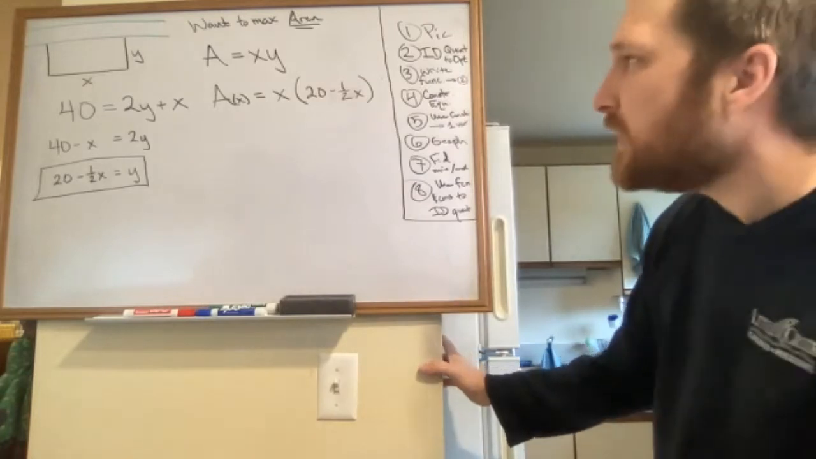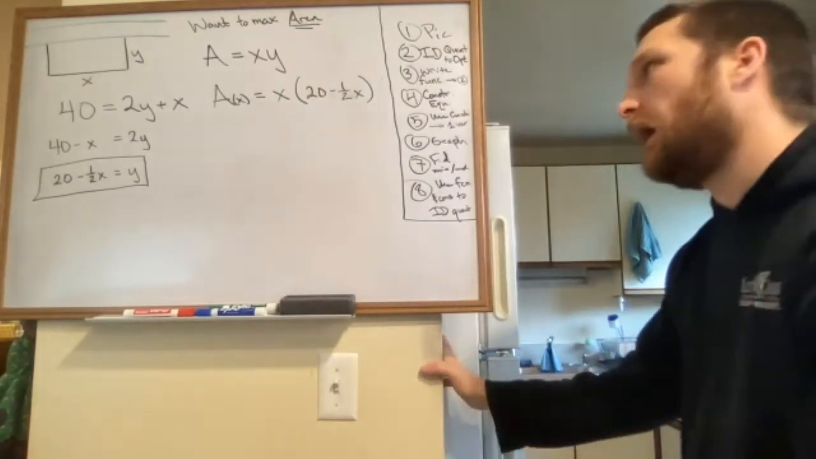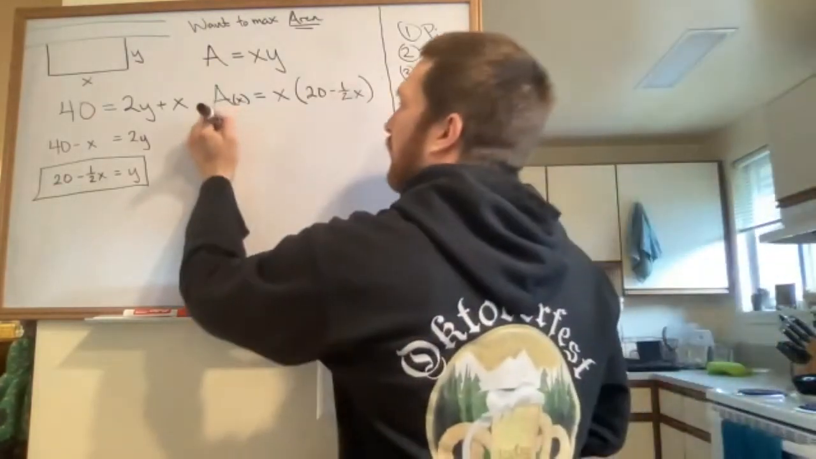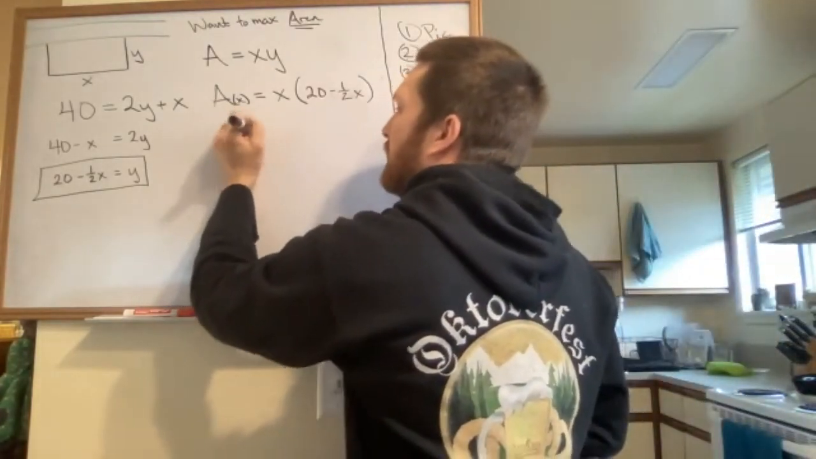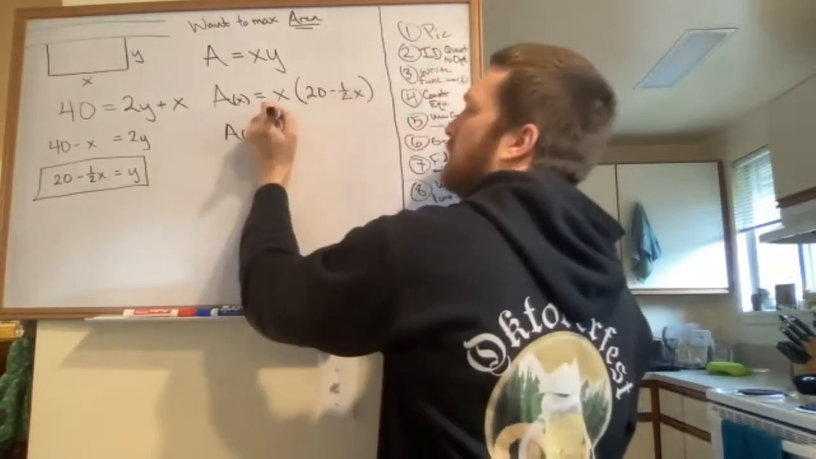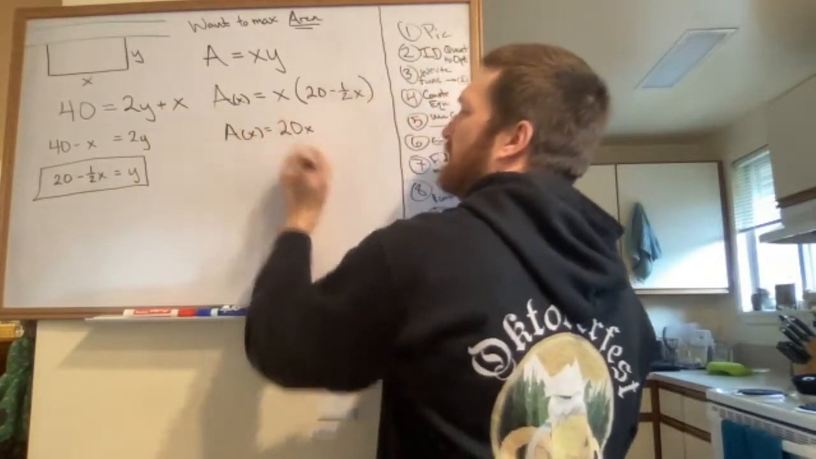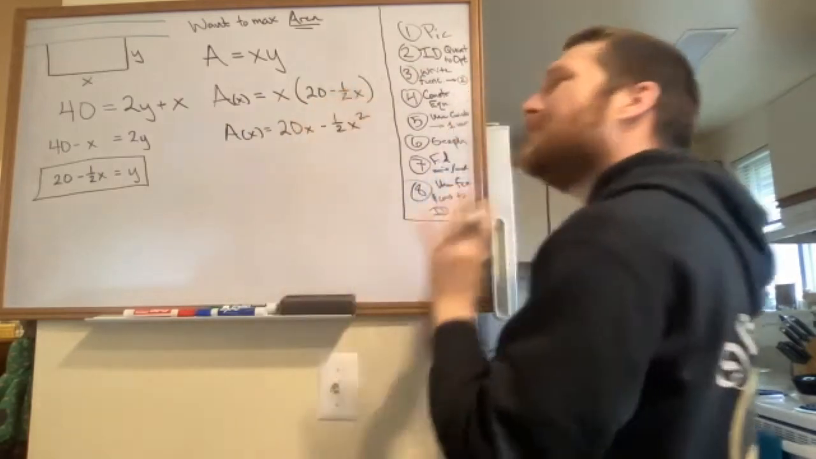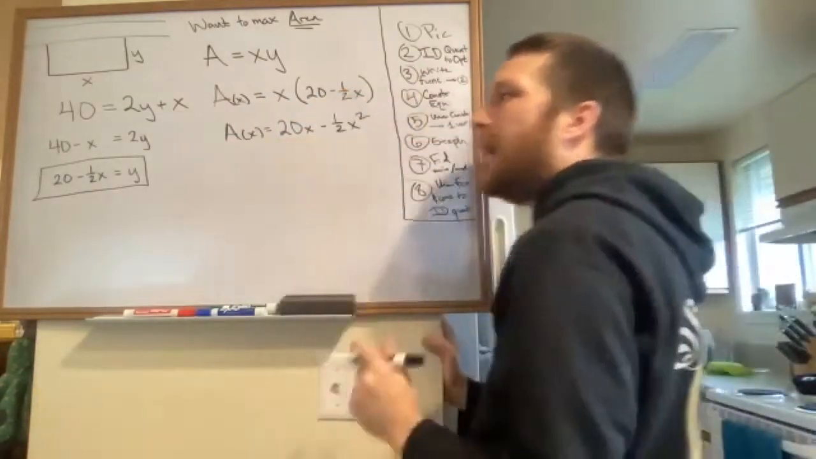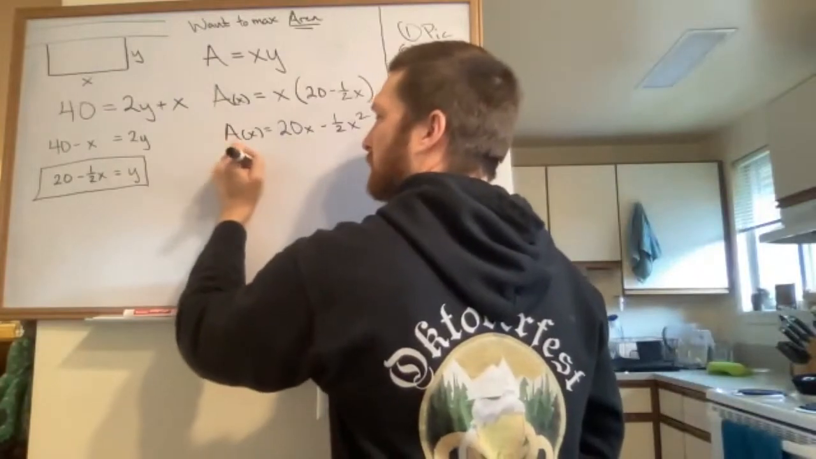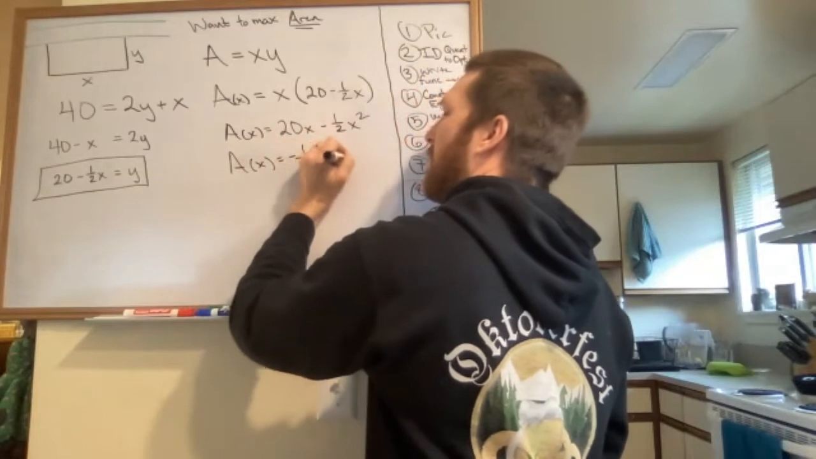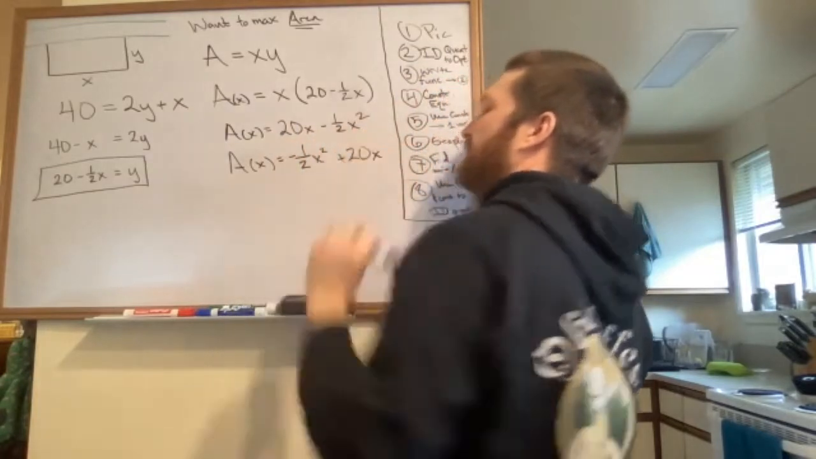A few ways we could do this. I could rewrite this. In fact, I'm going to go ahead and distribute this guy in and get 1/2 x squared. And I'm used to writing my squared term out front, so I like to go minus 1/2 x squared plus 20x.